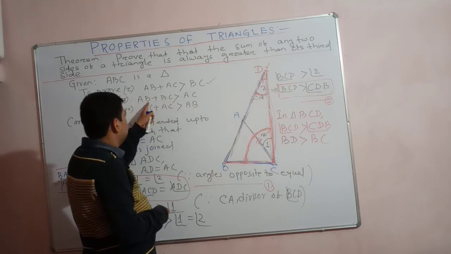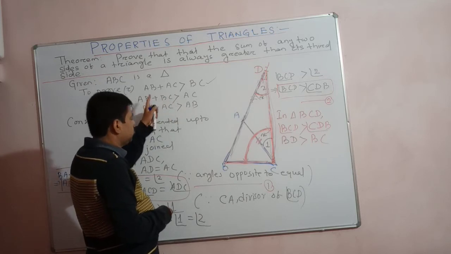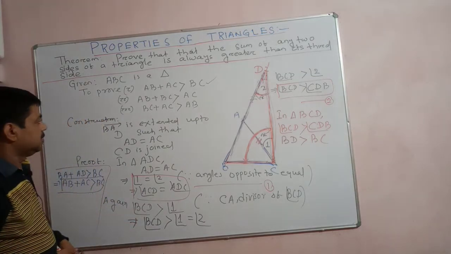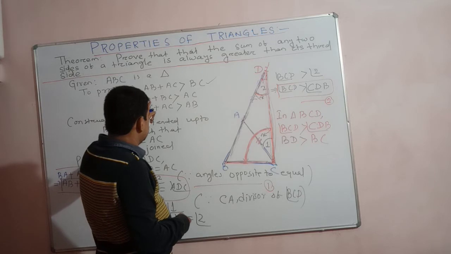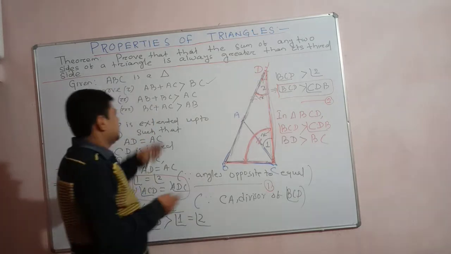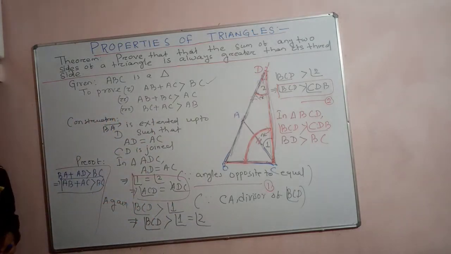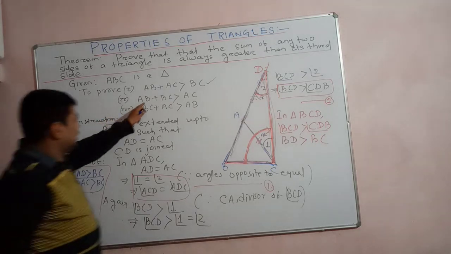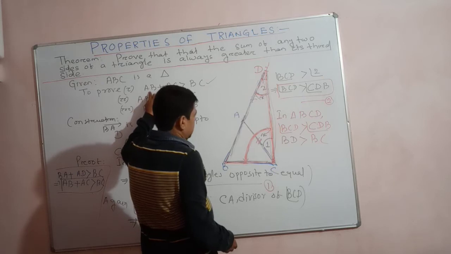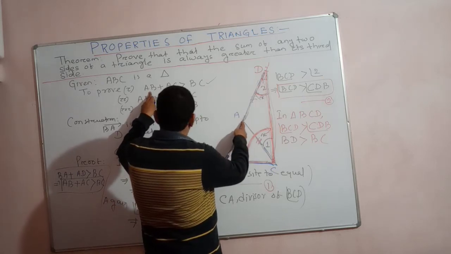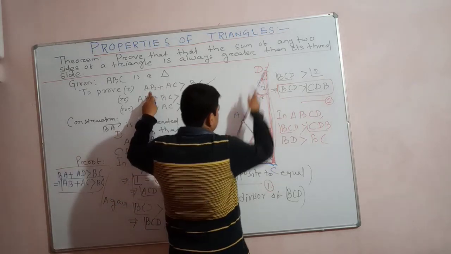What is the common vertex? B. So at the common vertex B, one side should be extended. For the construction, you have to do another construction. If B is the common vertex, one of the sides will be extended. Look carefully at AB plus AC: A is the common vertex, AB is one of the sides, so BA is extended.